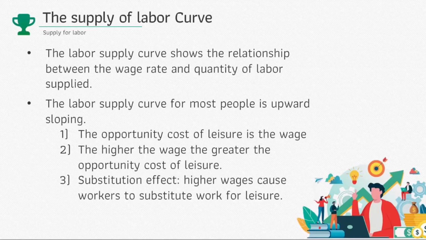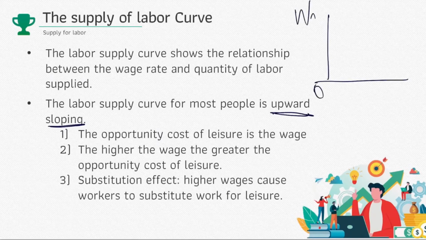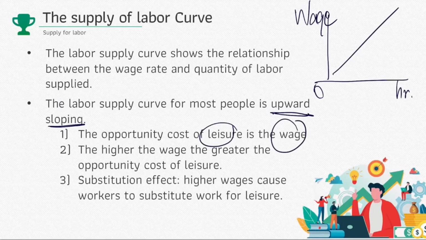The labor supply curve for most people is upward sloping. Number one, the opportunity cost of leisure is the wage. You will understand this already, right? Leisure and wage are substitutes. Number two, the higher the wage, the greater the opportunity cost of leisure. Okay, we understand already, right?